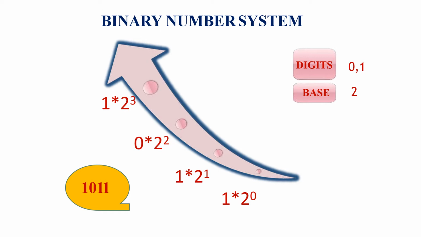We write it as 1 0 1 1. This one is the MSB bit and this is the LSB bit. From the LSB bit you can start writing the powers of 2. So it is 1 into 2 power 0, 1 into 2 power 1, 0 into 2 power 2, and 1 into 2 power 3. Likewise, we can represent weights in terms of powers of 2. This is the binary number system.